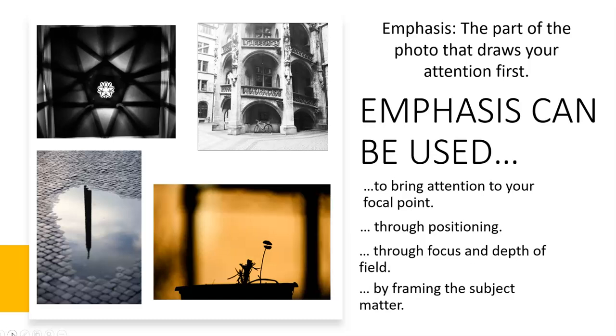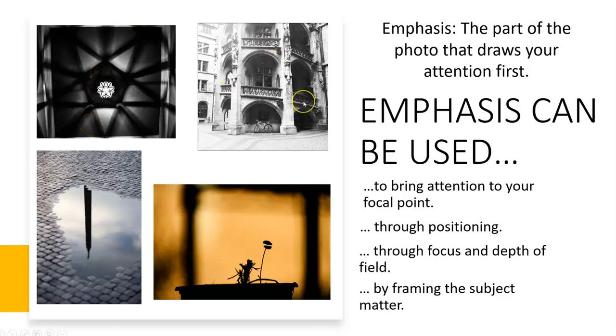Our next element of photography that we're going to talk about is emphasis. Emphasis is the part of the photo that draws your attention first. It's where your eye is meant to look first in the photograph. It can be used to bring your attention to a focal point. Emphasis can be used through positioning, through focus and depth of field, and by framing the subject matter. So if we look in this upper left-hand corner, our emphasis is on the light, and we have some really cool use of contrast and also of shape in this photograph.